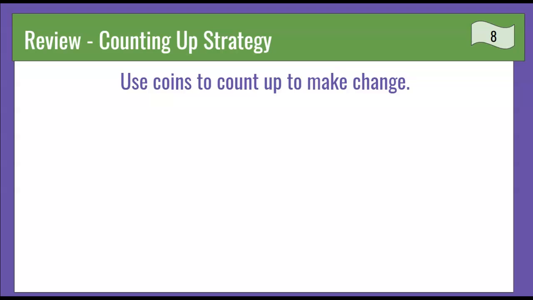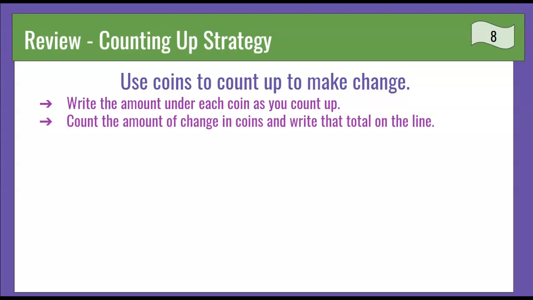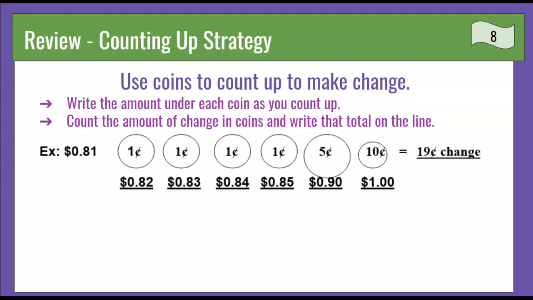All right, let's review the counting up strategy. So we're going to use coins to count up to make change. Again, we're going to write the amount under each coin as we count up and count the amount of change in coins to write the total on the line. So if I bought something for 81 cents, and I want to count up to $1, which is what I gave the clerk.